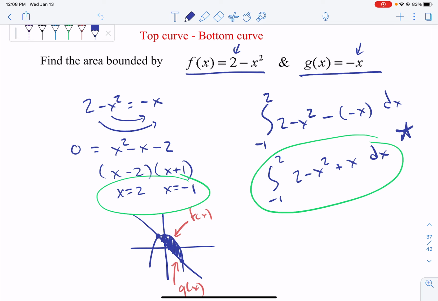If I was doing this by hand, if it wasn't a calculator question, I would have to actually take the integral. So I would integrate the 2, which just becomes 2x. The negative x squared becomes what? Negative 1/3 x cubed. And the positive x becomes an x squared, but I need a 1/2 in front of it. And I'm integrating from, I lost my pen, I'm integrating from negative 1 to 2.